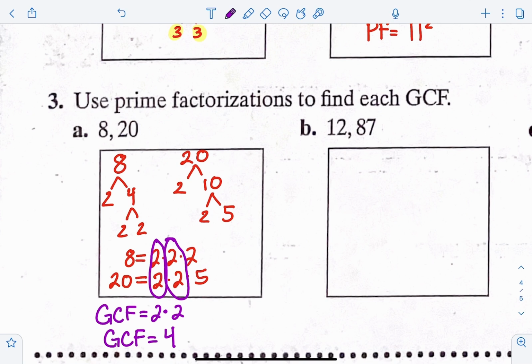All right, so you're just going to do B, and then you're going to stop. So pause the video while everybody works on B.